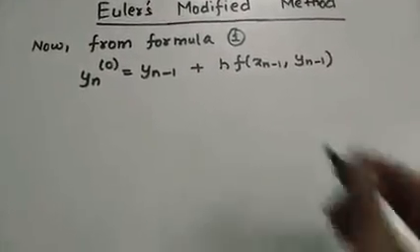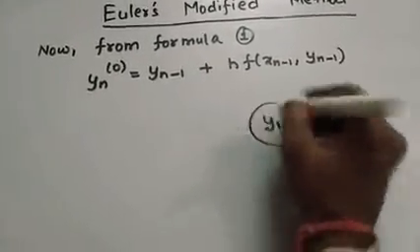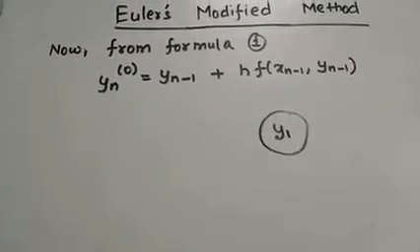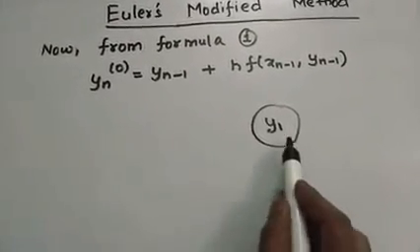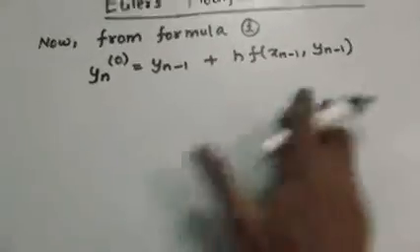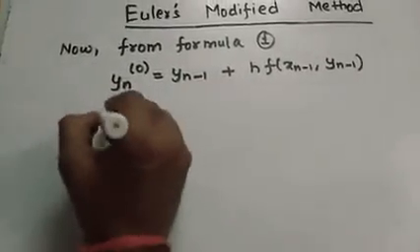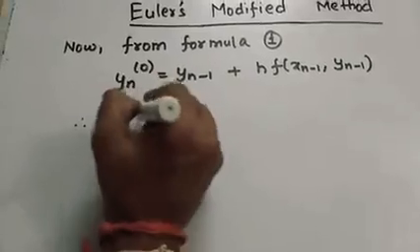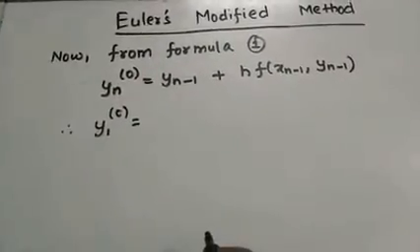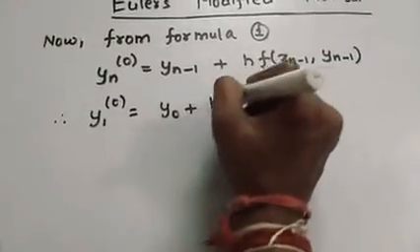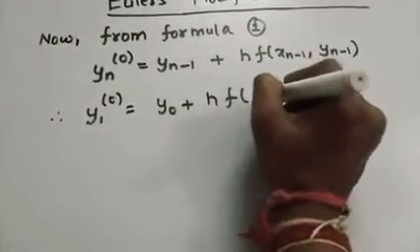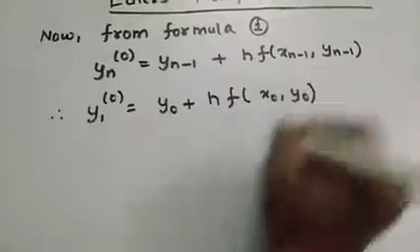So what do we have to find? Remember, we have to find y1. So always here we find y1. That means n is going to be 1. Therefore y1 of 0, that means in place of n we put n equals 1, so 1 minus 1 is 0: h f of x0 comma y0.